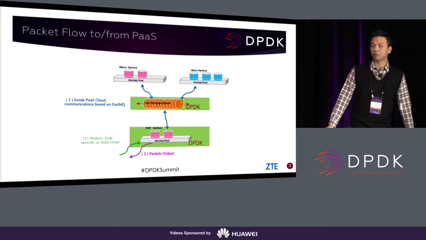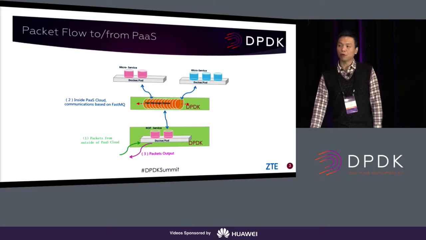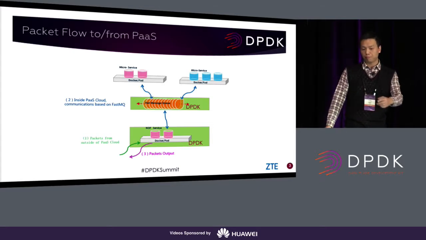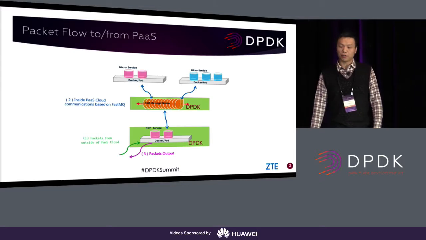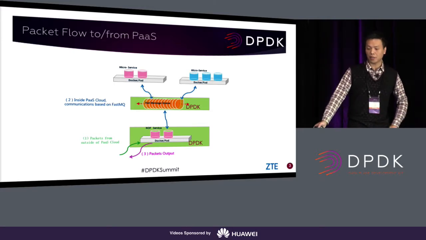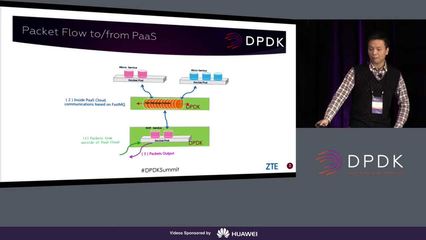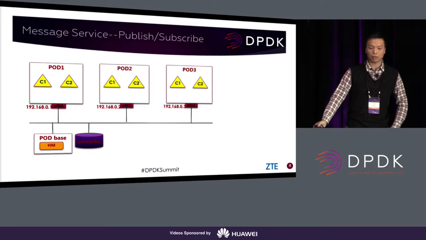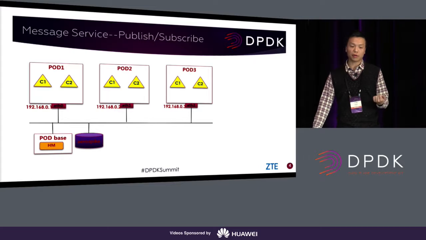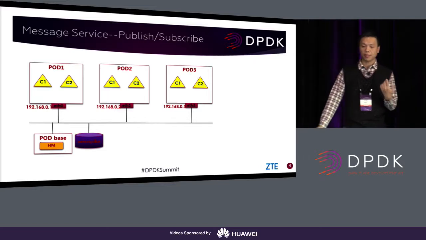Now, this picture shows the packet flow in and out of our Paas. And in this figure, we will see the fast message queue that we achieved. And now, this is the service discovery mechanism that we call publisher and subscriber.